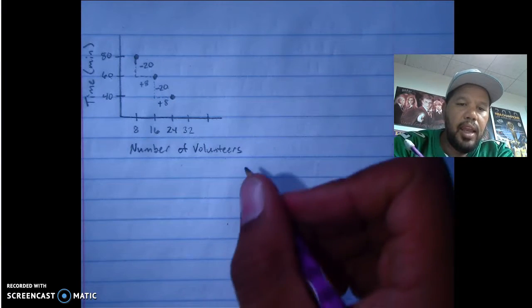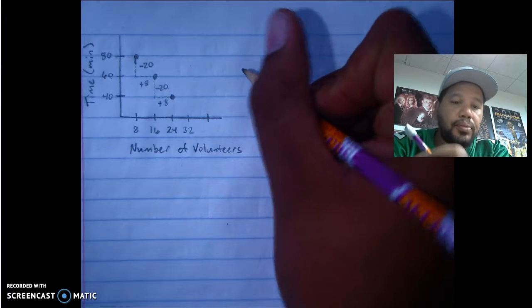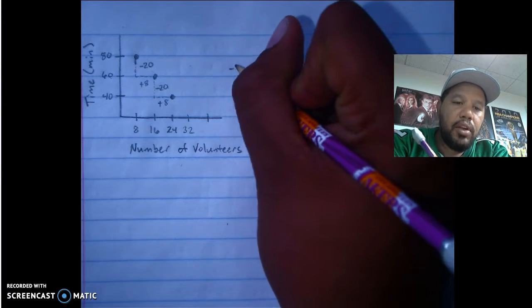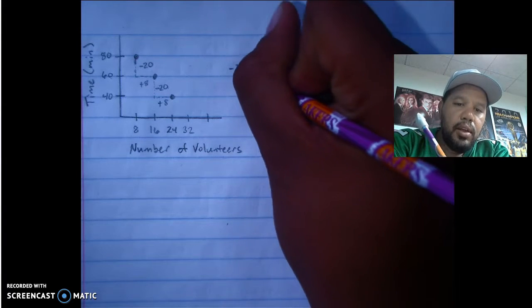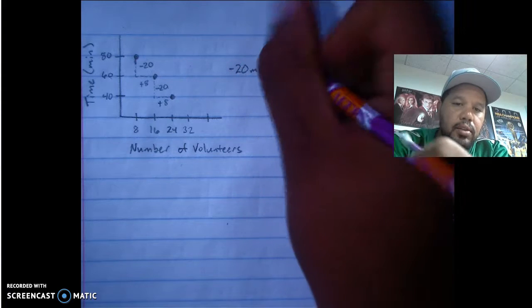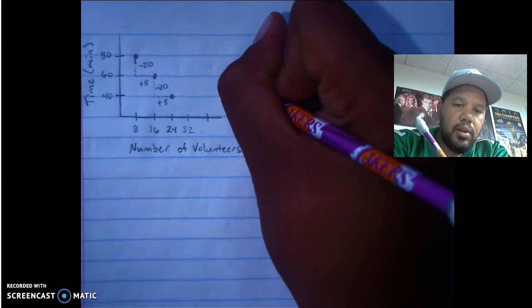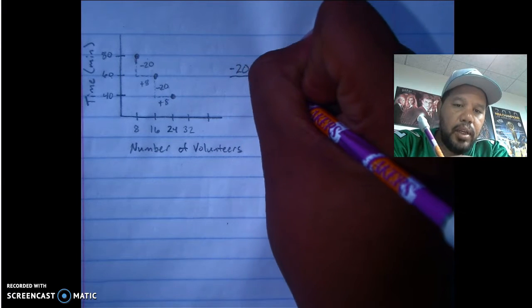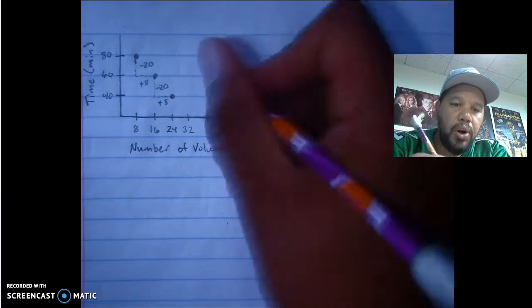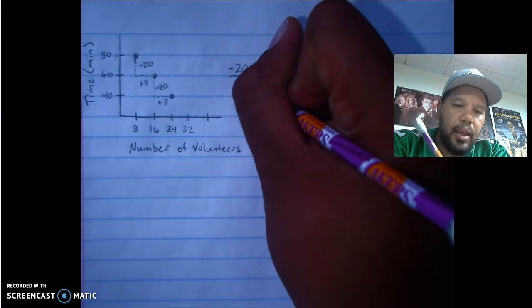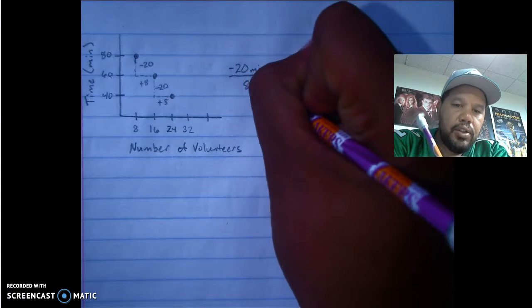So let's write that as a ratio. We can write negative 20 minutes. So it decreases by 20 minutes per 8 volunteers.